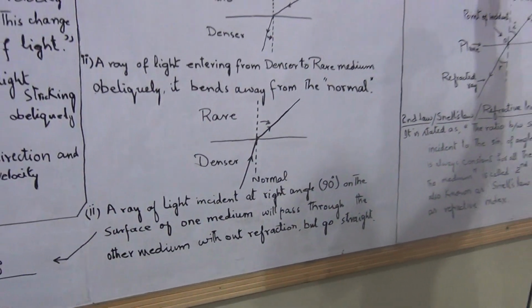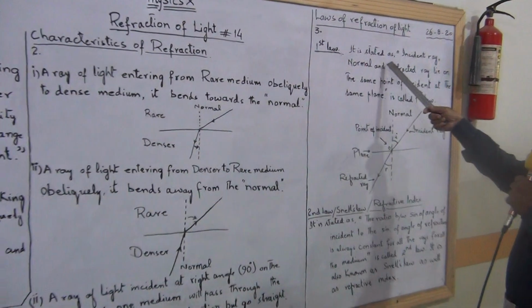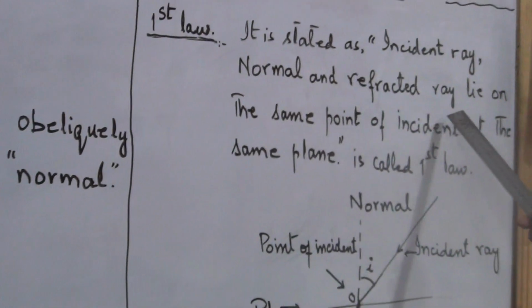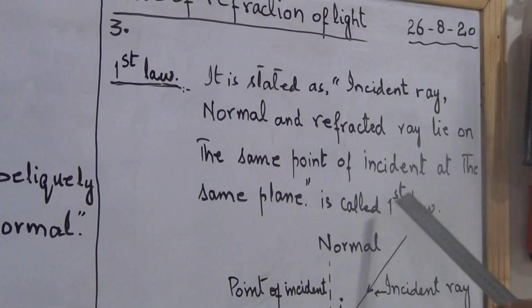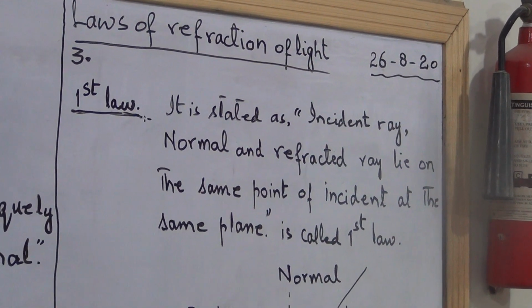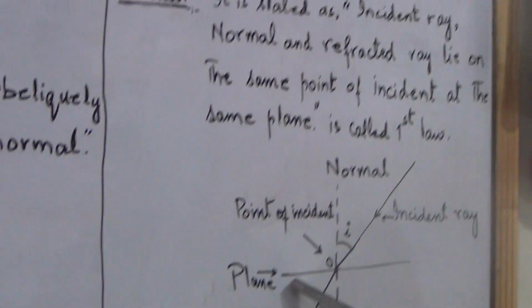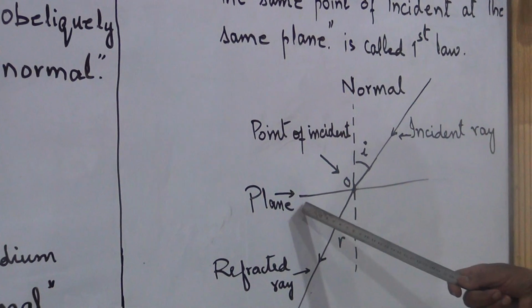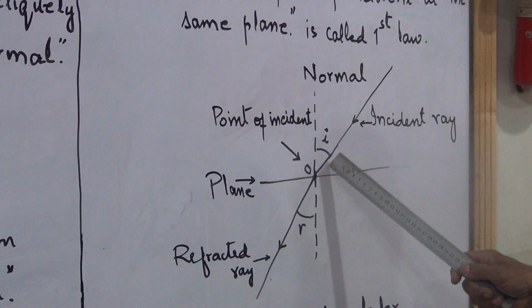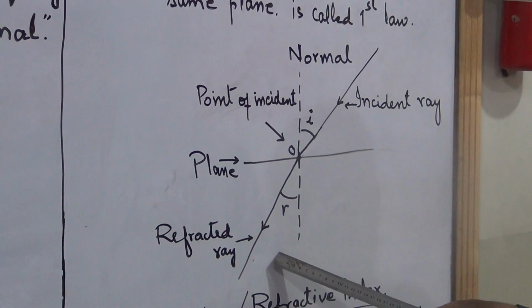Now the laws of refraction. These are the laws of refraction of light. First law: the incident ray, normal and refracted ray lie at the point of incidence in the same plane. This is called the first law of refraction. Now look at the diagram. This one is the surface of the medium, this ray is the incident ray, and this one is the refracted ray going from one medium to another medium.